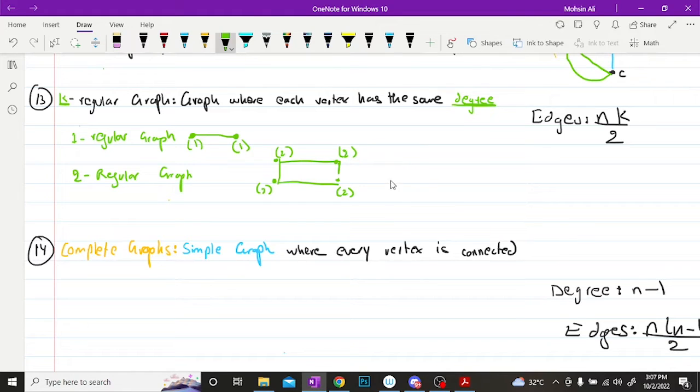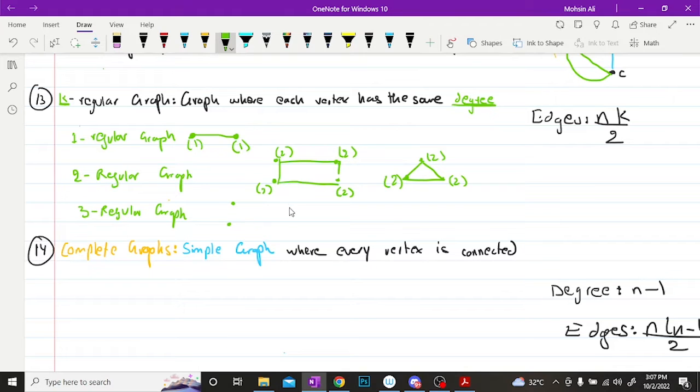Similarly, we can have another version of a 2-regular graph as a triangle. The vertices of this graph will also have a degree of 2. So there can be multiple representations of 2-regular graphs, and similarly multiple representations of 3-regular graphs as well. So the graphs are not unique in K-regular graphs.